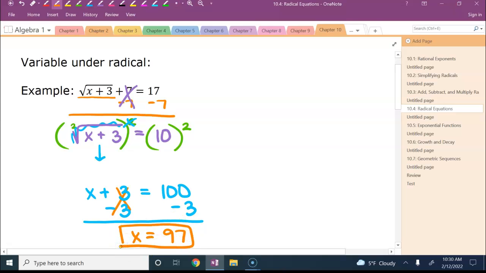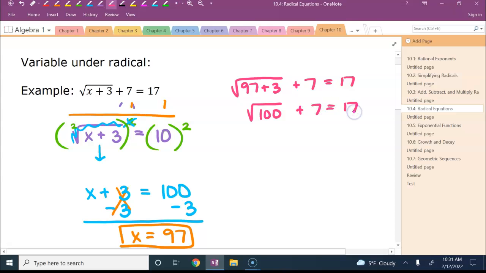And if you wanted to check your answer, you could. You could come back up here to our original equation. We could do that 97 plus 3 underneath the square root. Then we have plus 7 equals 17. 97 plus 3 would be 100. So we'd have the square root of 100 plus 7 equals 17. Well, the square root of 100 is 10. So 10 plus 7 would be 17. So it does check out, and that lets you know that you did the process correctly.